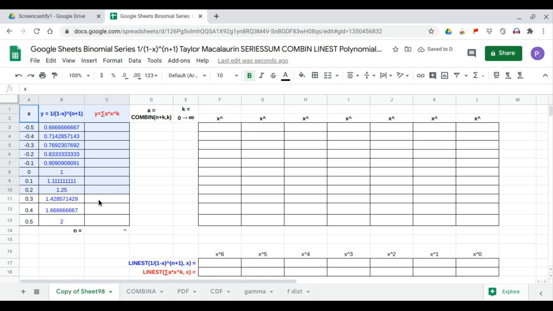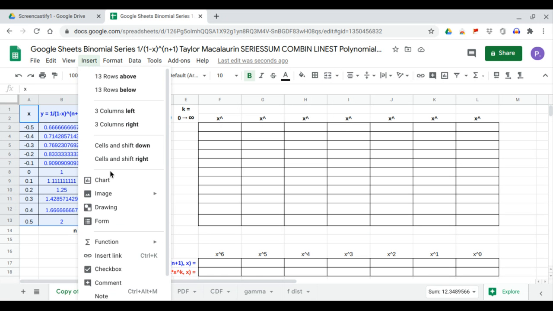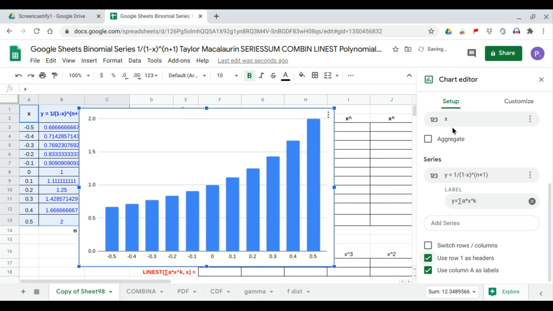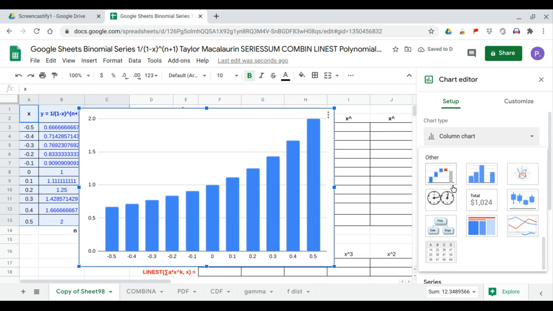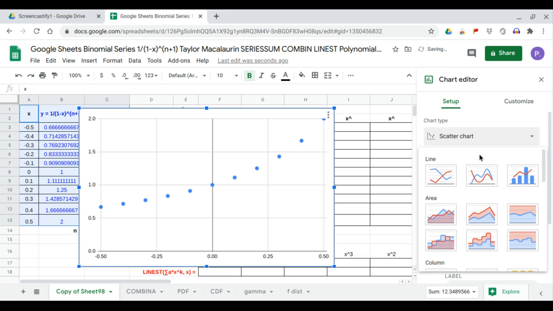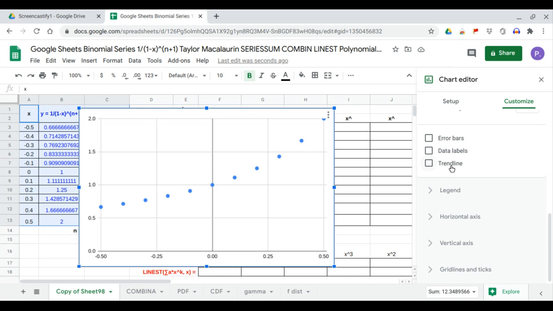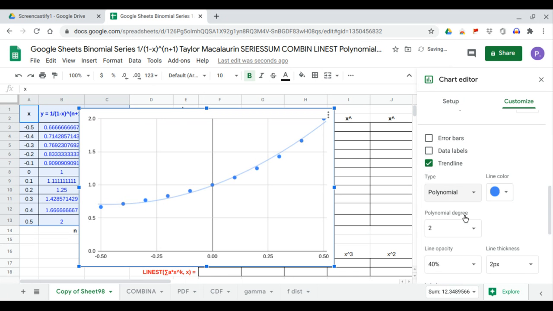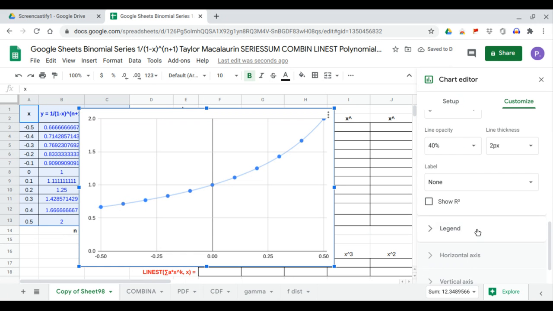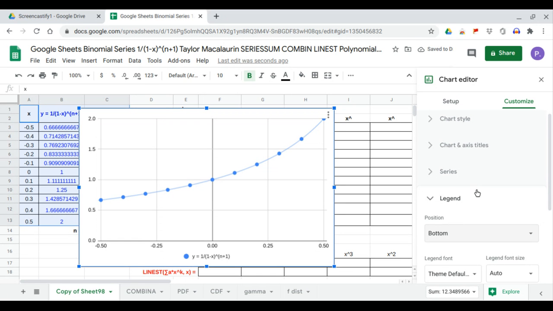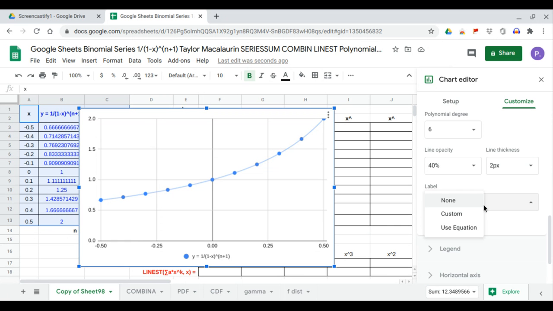And we'll chart this using scatter chart, and show the trend line, polynomial to the 6th degree, and show it at the bottom. So the equation will be our label.